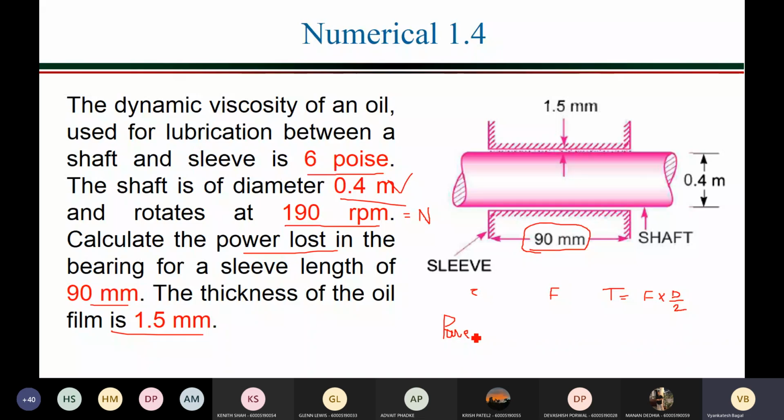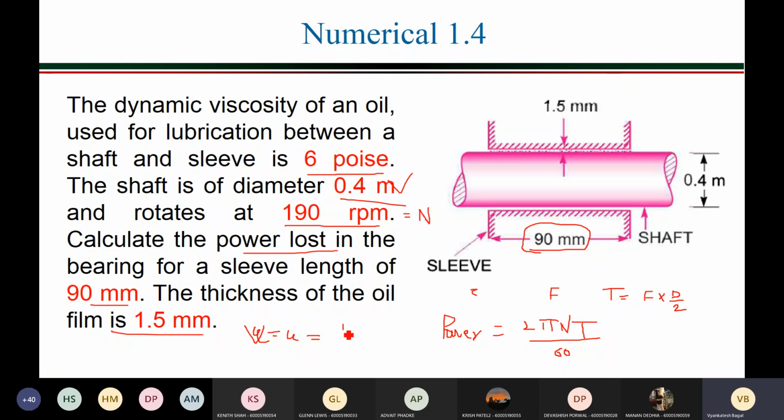You just note down. Power lost will be equal to 2 pi NT whole divided by 60, where N is the RPM of the shaft, T is the torque, and the result is the power lost. Fine. Now the only missing part in this numerical is how to find out the tangential velocity of the shaft, which we called capital V, or in a few books you will find that the notation used is small u also for the peripheral velocity or tangential velocity.